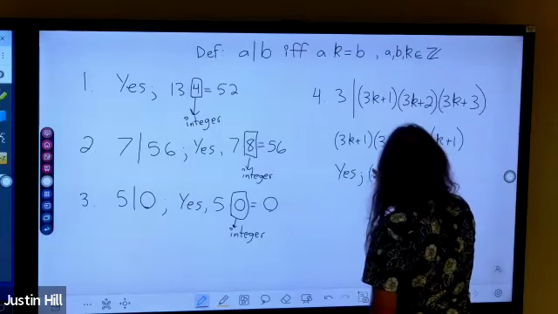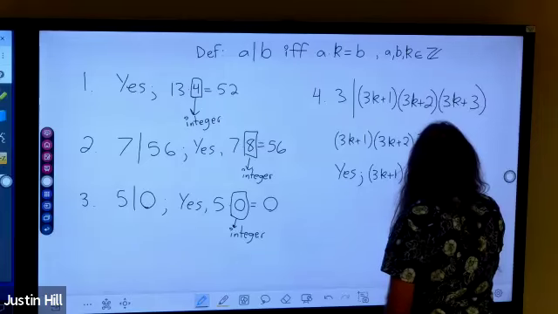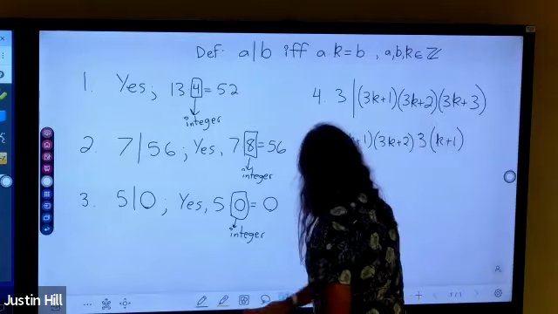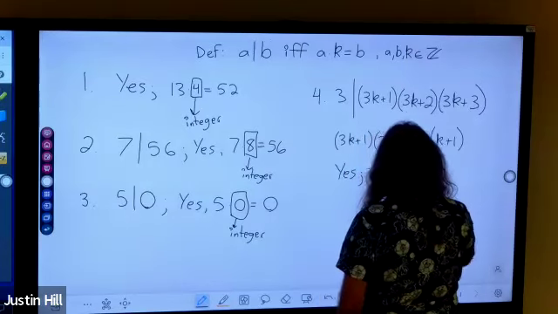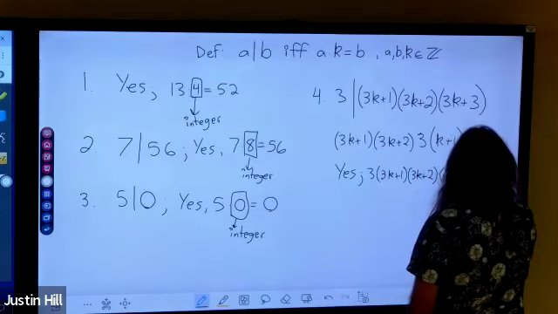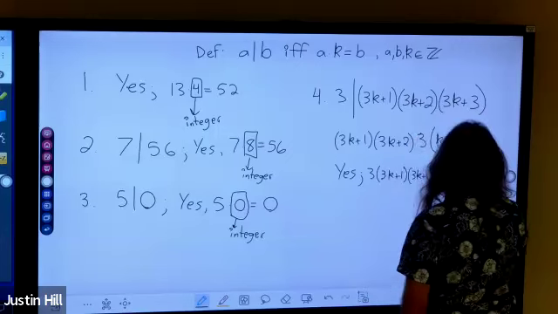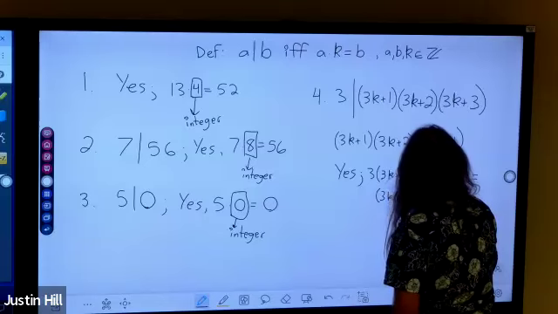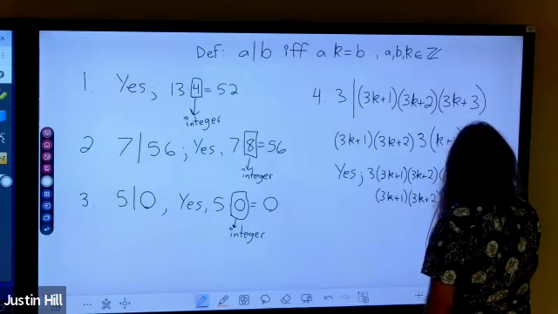So let me rewrite this out. So I can say 3 times (3k plus 1) times (3k plus 2) times (k plus 1). That actually equals the same expression we're starting with: (3k plus 1) times (3k plus 2) times (3k plus 3).